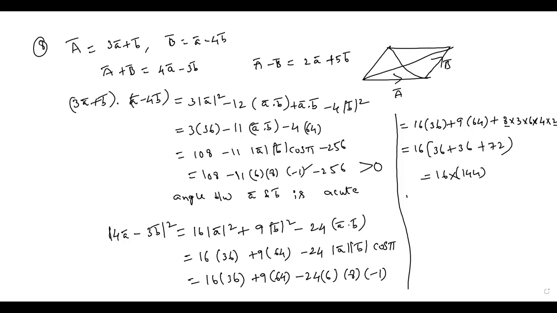Okay, this is which one? Mod of 4A bar minus 3B bar whole square only, 16 into 144. Square root, that side becomes square root of 16 into 144. Now it is 4 into 12, that is 48. Next one you'll get less only, compare with first value. Okay, so which option is correct? Option D is the correct one. You can see option D. Option D is the correct one.